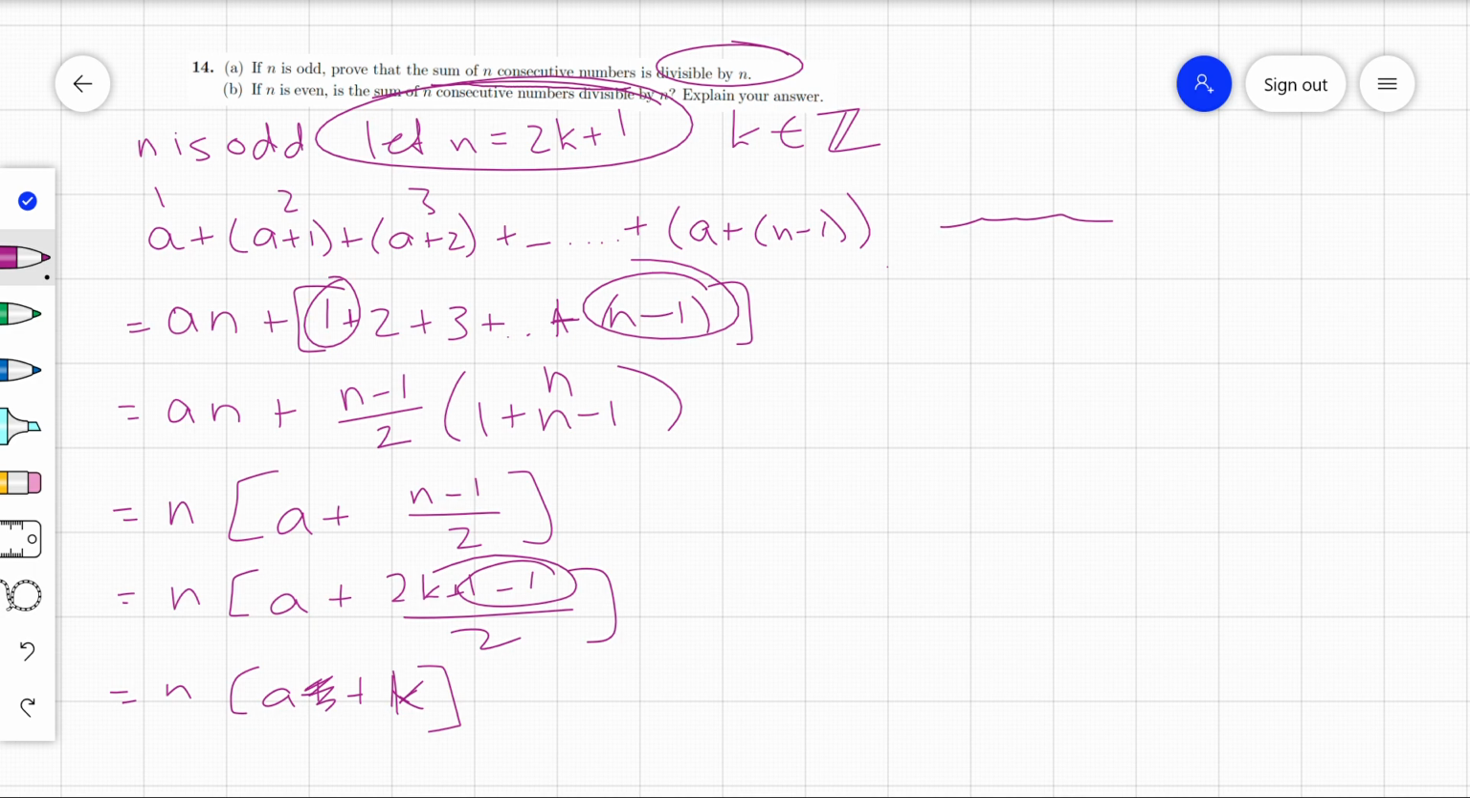So I've got a plus k. So n lots of a plus k. Therefore, it must be divisible by n because my a plus k is an integer. So therefore, when n is odd, the sum is divisible by n.